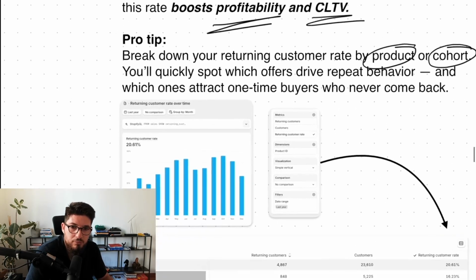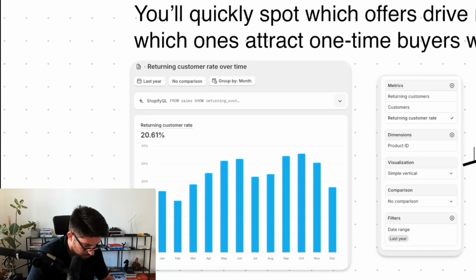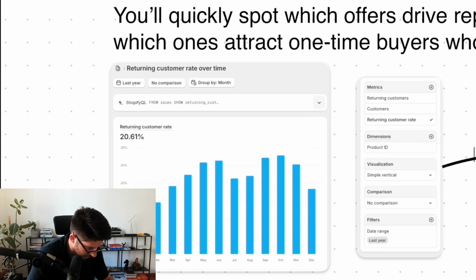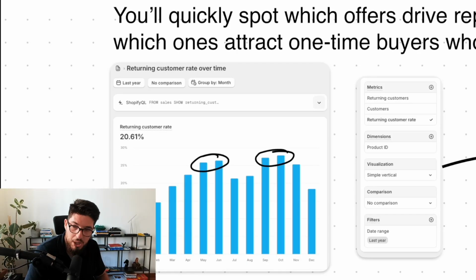Okay. Now look at this. So we've got this one, 20%. This one is for a higher ticket product. And this is last year. So I already see something. The 2 months where it's at 25% and almost 30%. Interesting. Okay. Then at the same time, is it a metric that you want to maximize? You just want to have a balance of new acquisition and returning. You don't want to have 90% returning because that means you don't know how to acquire new customers. So it's a fine balance.